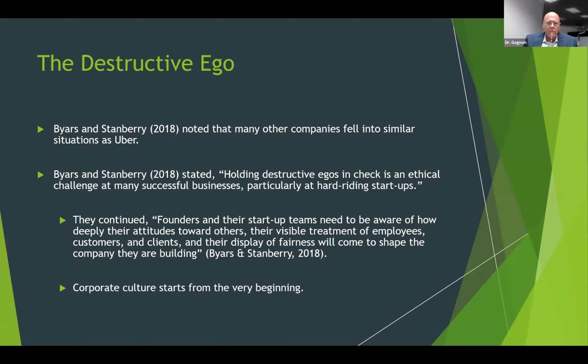Ultimately, he was kicked out, and the company was able to regain its footing, and they were able to deal with these problems in a way that allowed for them to be sustainable. They dealt with these issues and they went forward from there.